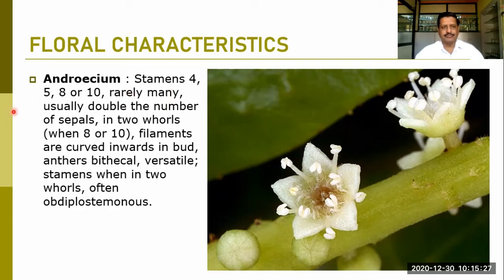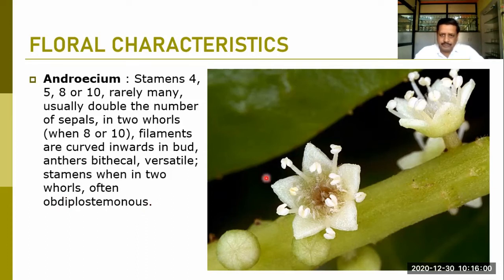Stamens are normally 4, 5, 8 or 10. They may vary from genus to genus. More than 10 is a rare condition in this family, and they are normally double in number, normally 10 in number. The filaments are curved inward, and the anthers are bithecous in condition, versatile in most of the members. Stamens, when they are in two whorls, are often called diplostemonous.